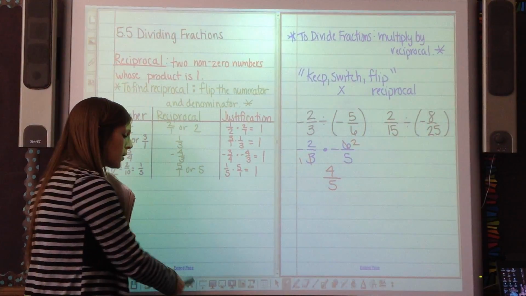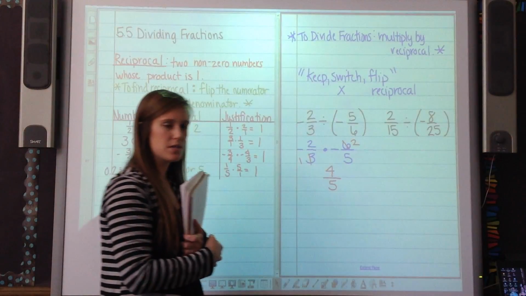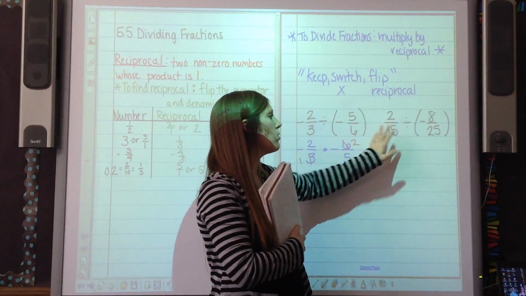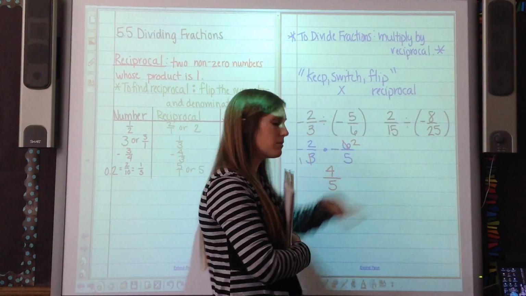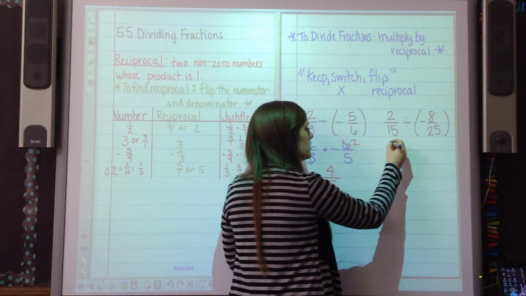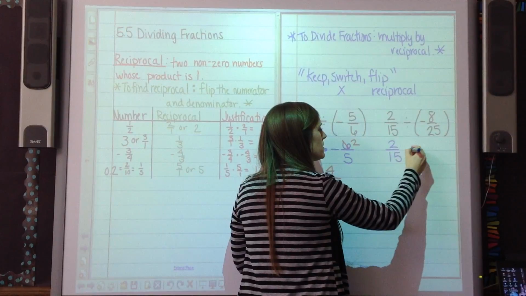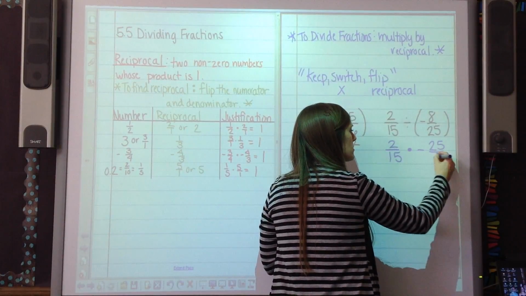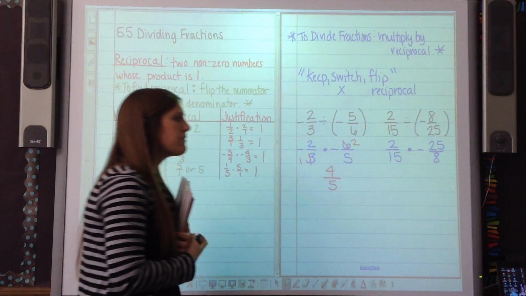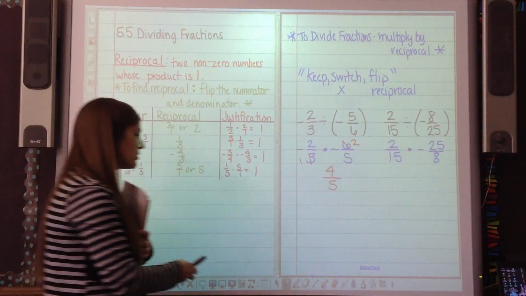We can't divide, so I'm going to turn it into multiplication using keep, switch, flip. You only keep the first fraction. Don't keep the second fraction. Keep, switch, division to multiplication, flip the second fraction. Find the reciprocal. Now I follow multiplication rules, and I am going to cross reduce.